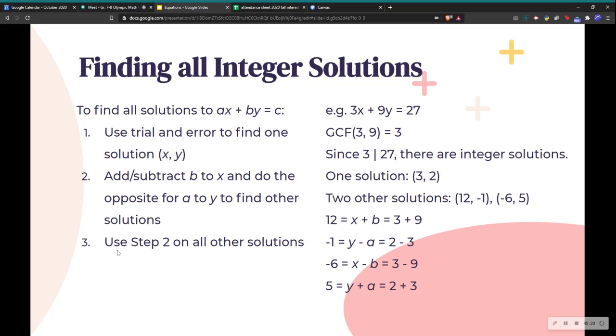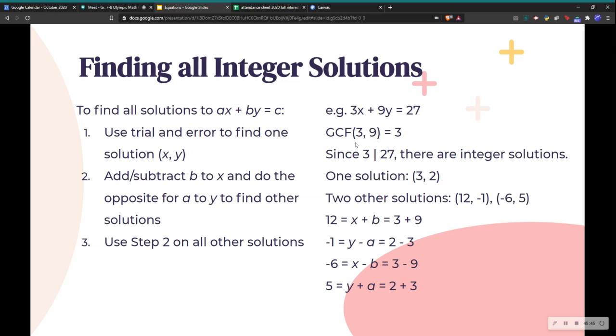And then the final step is you can use step 2 for all of the solutions that you've got. You can do this recursively. So you can subtract b from the new x, and then you have to add a to the new y. And we can go through an example over here. Say we have 3x plus 9y is 27.